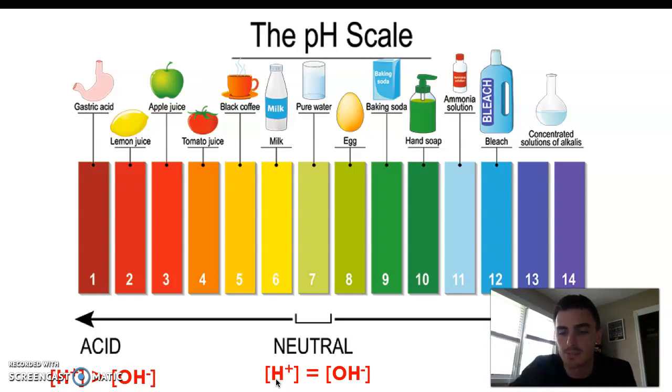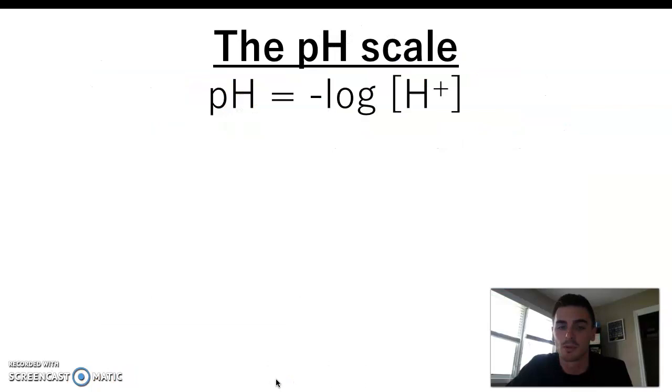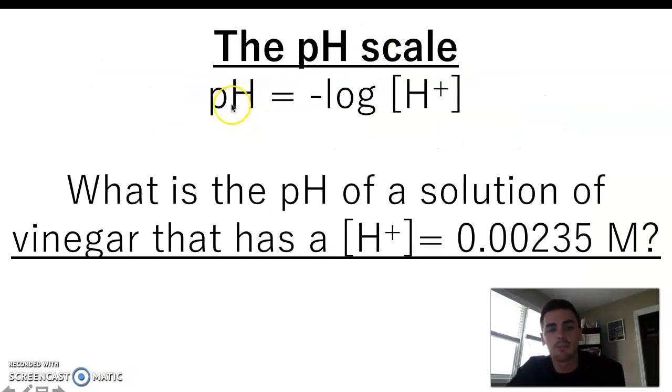We're going to do 2 practice problems, and this is what your homework and quizzes will look like. The way that we calculate pH is the inverse log. That's a negative sign, so the inverse log. And since it's the power of hydrogen, we take the inverse log of the hydrogen concentration.